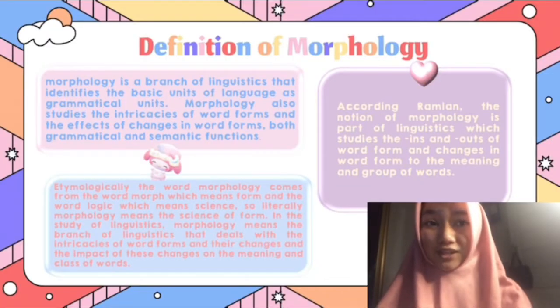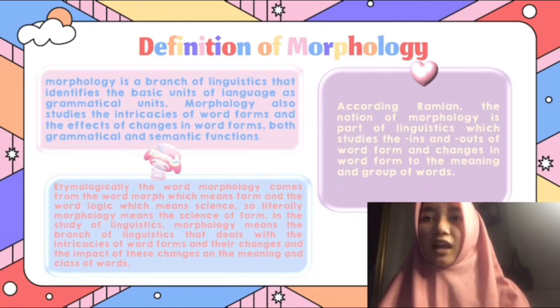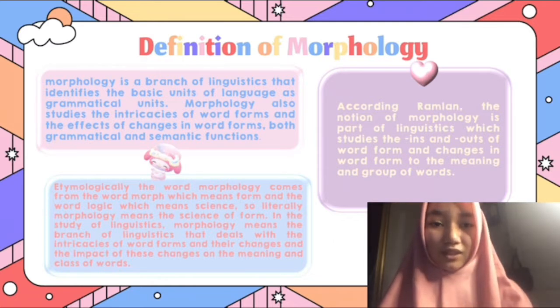So, this is the definition of morphology. Morphology is a branch of linguistics that identifies the basic units of language as grammatical units. Morphology also studies the intricacies of word forms and the effects of change in word forms, both grammatical and semantical function.